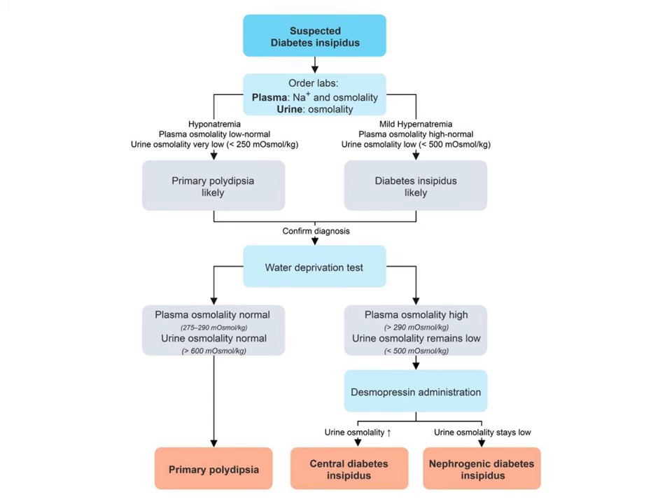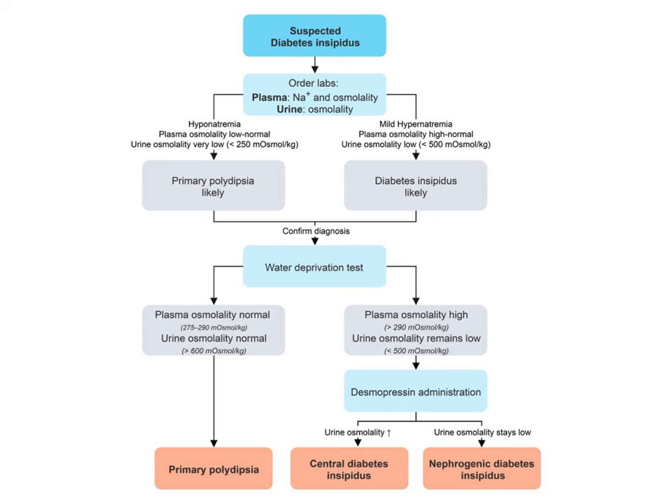What will happen to the primary polydipsia patient? Everything normalizes. But in a patient with diabetes insipidus, what will happen? The patient keeps on producing urine. In primary polydipsia, urine output drops, but in diabetes insipidus the problem worsens. Urine osmolality remains low and the plasma osmolality is increased. Why? Further dehydration.